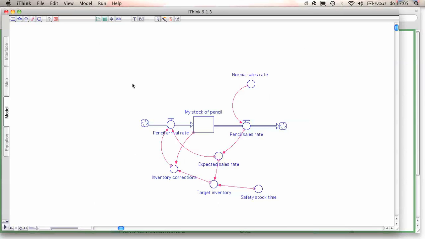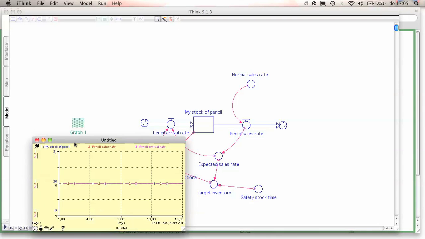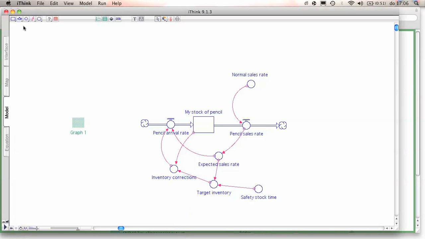Now, if I run this in a normal way, nothing much will happen. That is, I have 20 here, I have 10 going out here, and I most likely will have 10 being bought here as well. Let's see if that's correct. So everything's flat.